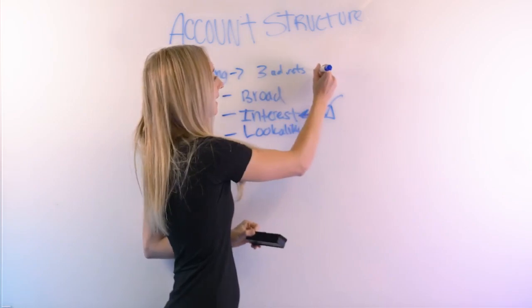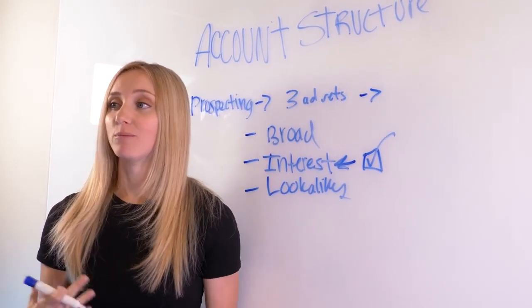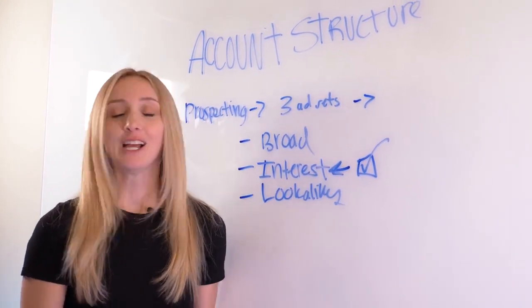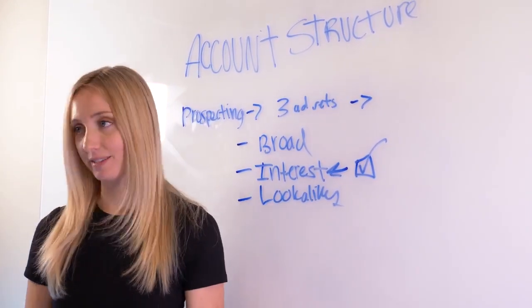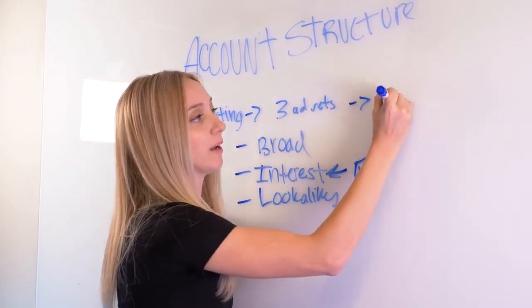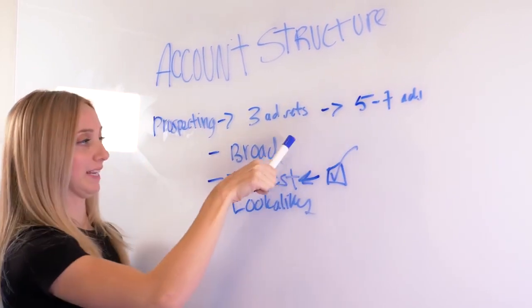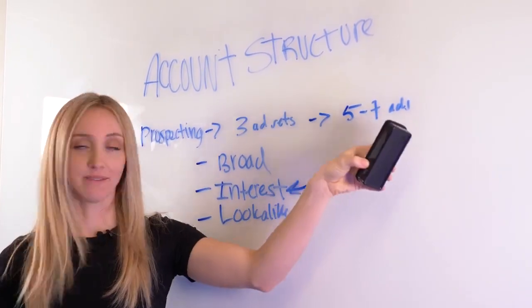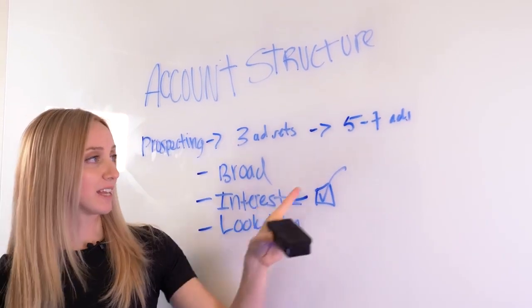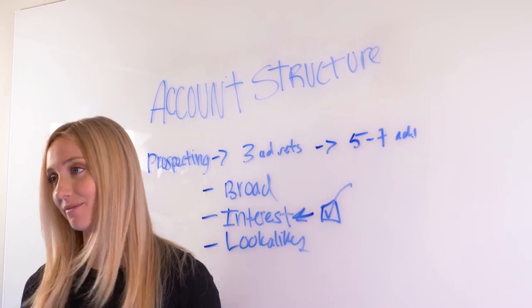And then on the ad level, as I have a bit more budget, that means that I can spend more on different types of ads. So maybe at this point, once I'm spending consistently $1,000 a day on TikTok, now I'm testing 5 to 7 ads in each ad set. So my broad ad set will be testing 5 to 7 different videos. My interest ad set, 5 to 7 videos. My lookalike ad set, I'm testing 5 to 7 videos.